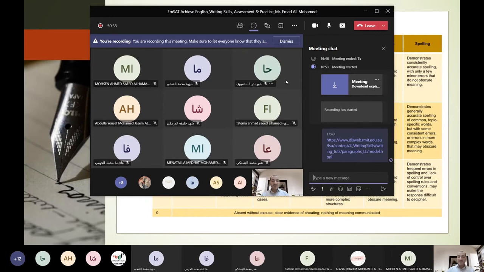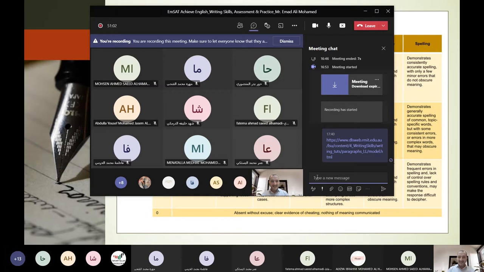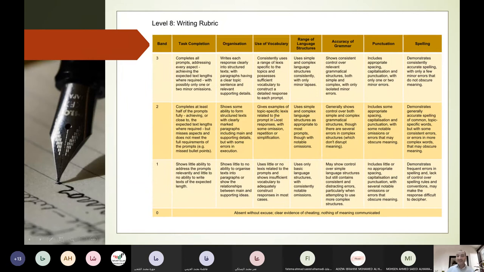For example, in addition. There are other transition words like in addition. You can say likewise, besides, similarly, moreover. Range of language structure: some students make the mistake of writing only simple sentences. You should include simple, compound, and complex sentences. How do you create a simple, compound, and complex sentence? If you use a variety of structures, you will get the full mark in this part.